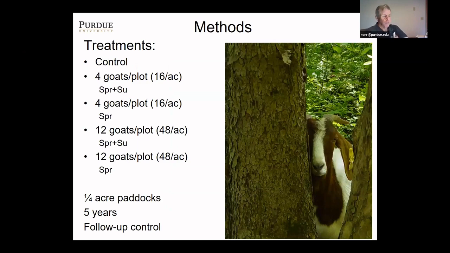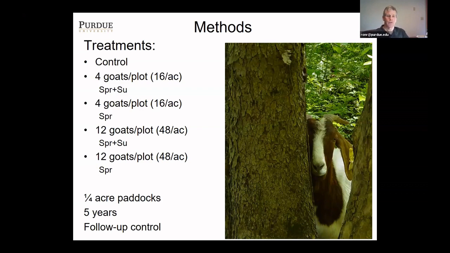So the treatments that we initially chose were to test animal stocking rates and also the number of grazings within a growing season. And so we had a low stocking and a high stocking rate, 16 goats per acre versus 48 goats per acre. We had one grazing where we just grazed in the spring versus two grazings, once in the spring and then once later in the summer after there was sufficient regrowth.